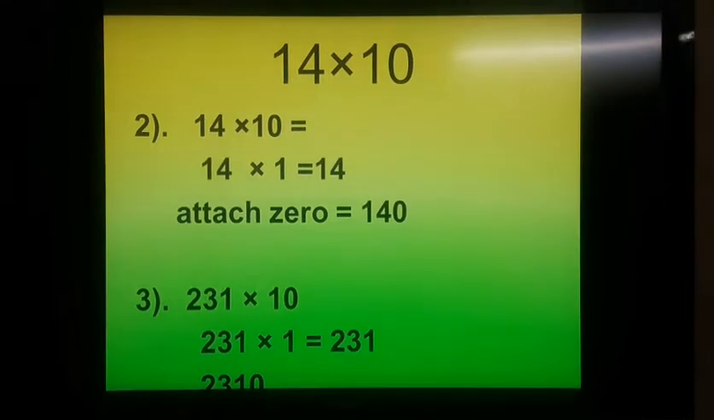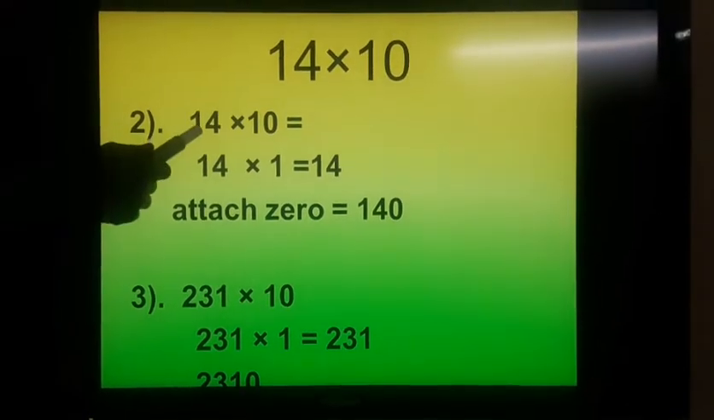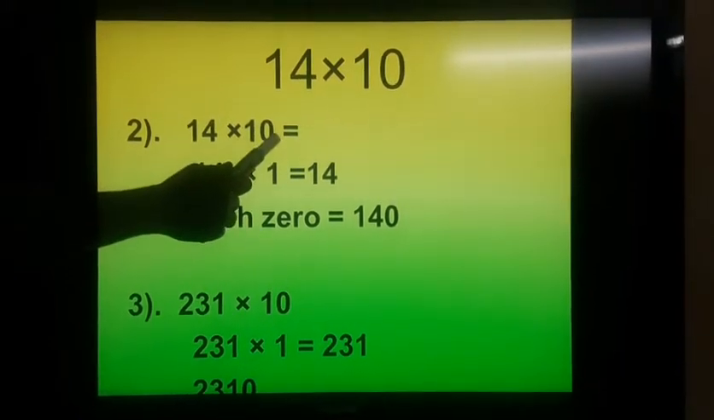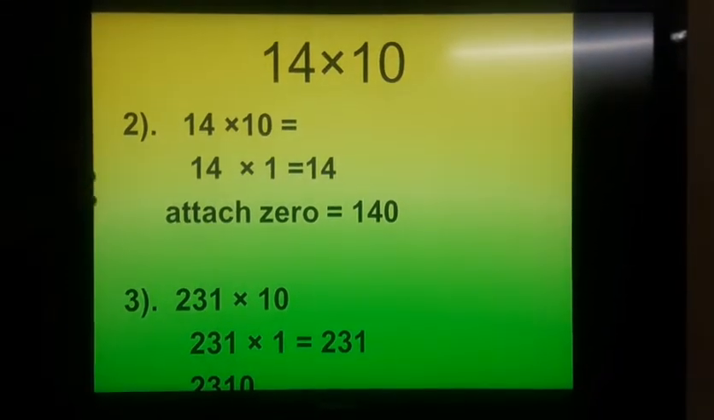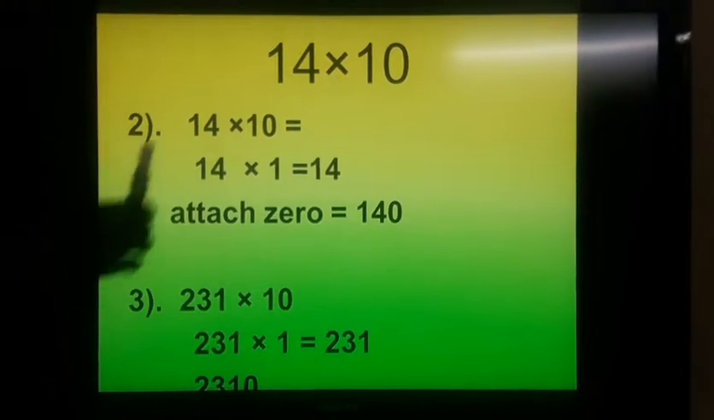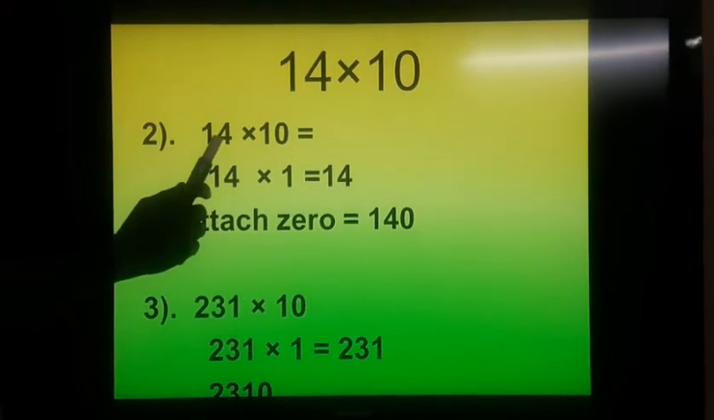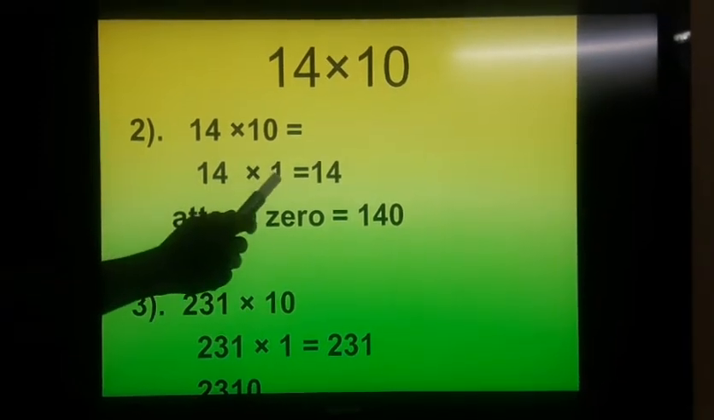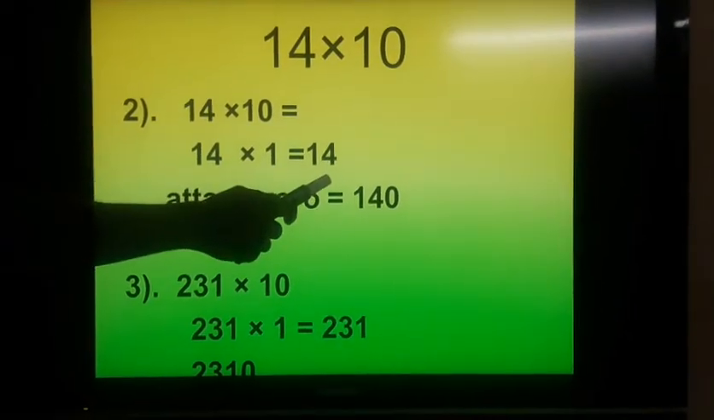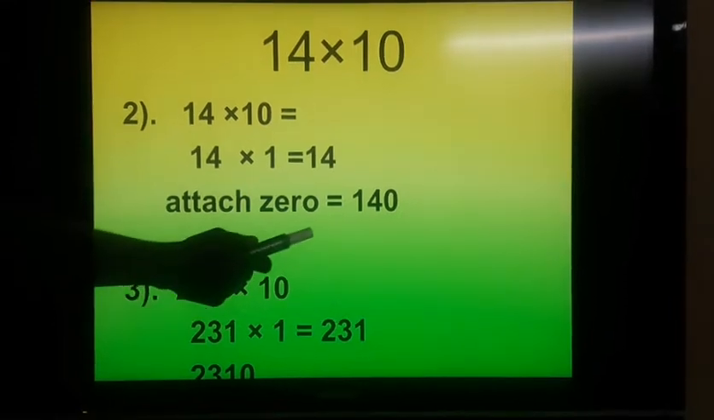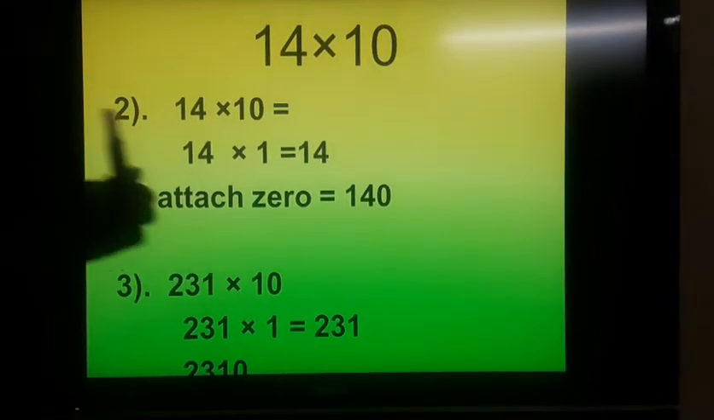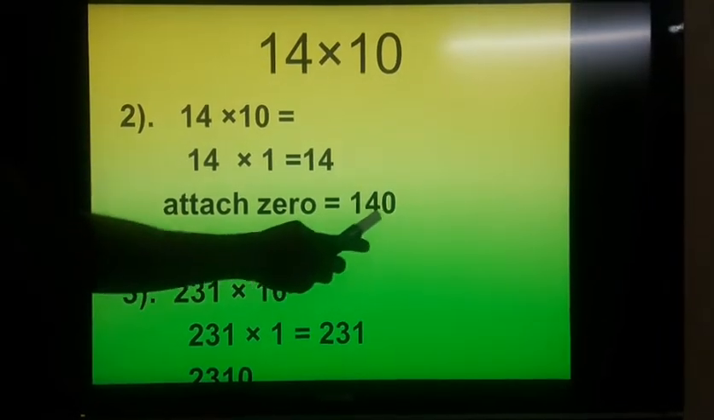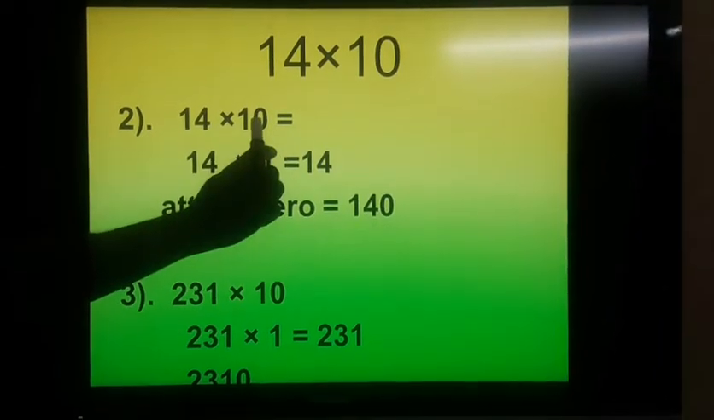Let's look at the second example. We have 14 times 10. So we are going to apply the same method. You have to multiply the 14 by the 1. So 14 times 1 will give us 14. Then the next thing is to attach the 0. So first 14 times 1 is 14. Your 14 is here. Now just bring the 0.